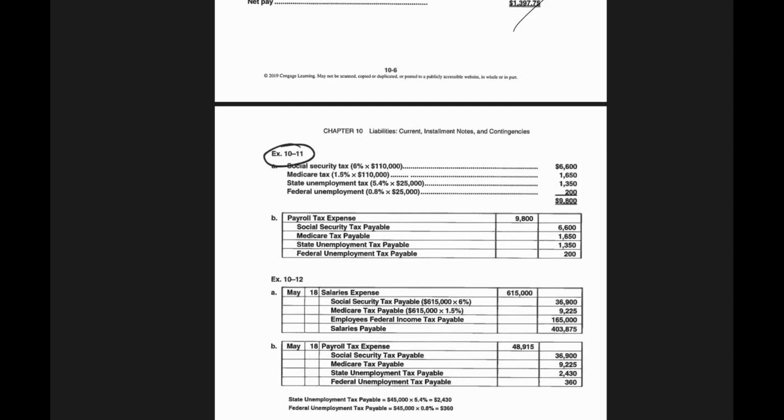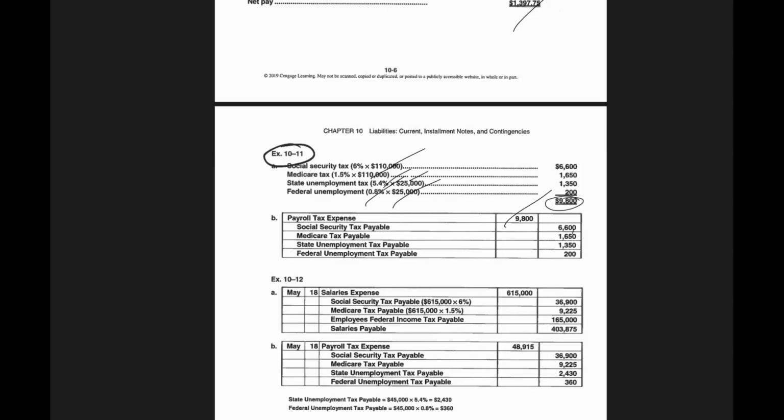So you take all $110,000 at 6%. You take $110,000 at 1.5% for Medicare, and then in the reading it says only $25,000 is subject to the state unemployment rate of 5.4%, and again $25,000 only at 0.8% for the federal. So our total taxes then is $9,800, and that's our total expense.